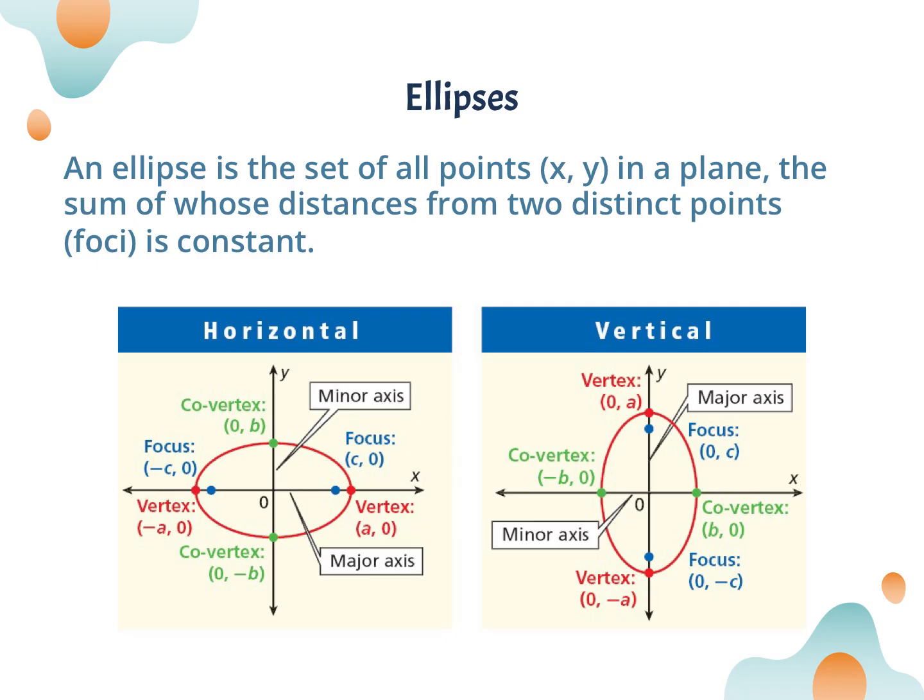Notice that an ellipse can go one of two ways, either horizontal, meaning it's longer to the left and the right, or vertical, it's longer up and down. But it has this kind of oval shape, right? So if you took a circle and you kind of stretched it out, that's the shape of an ellipse.